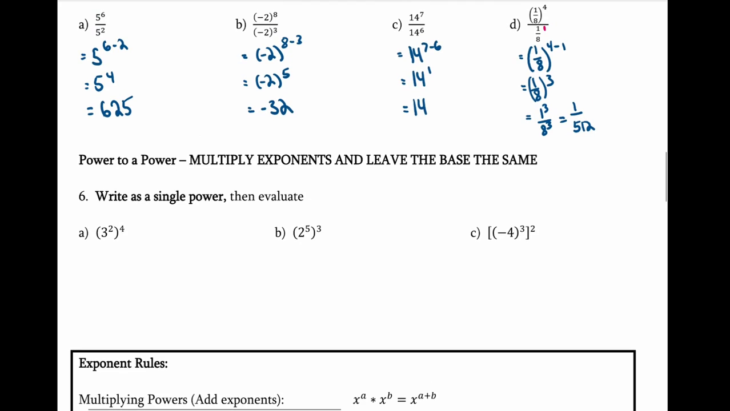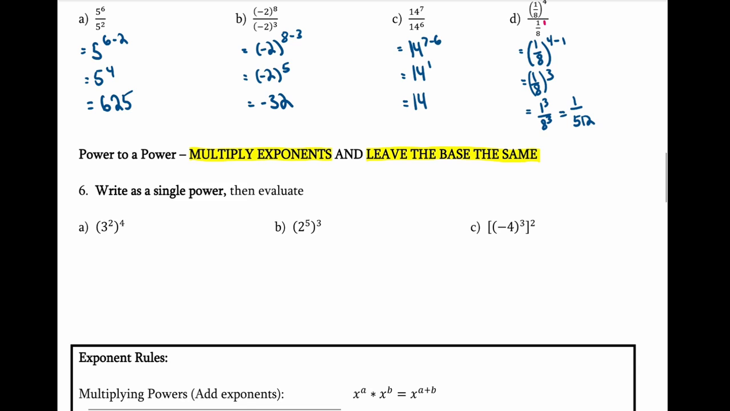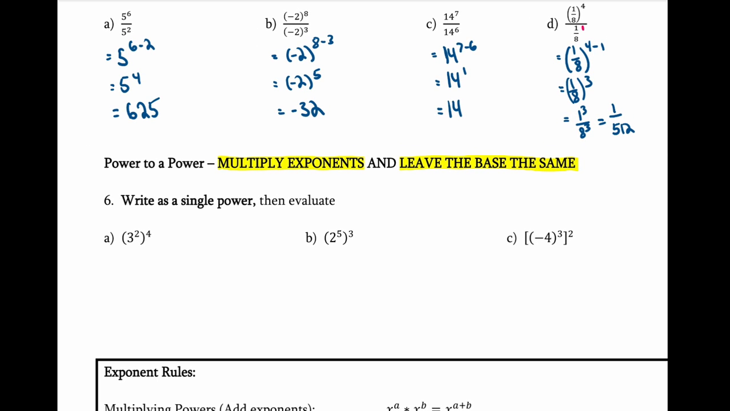The third situation is going to be power to a power. And when I have a power to a power, I'm going to multiply exponents and leave the same base. So if I look at A, 3 to the power of 2 to the power of 4. I'm going to leave the base, and my exponent is going to be 2 times 4, or 3 to the power of 8. As a single power, again, we're just plugging this into our calculator. 6,561.